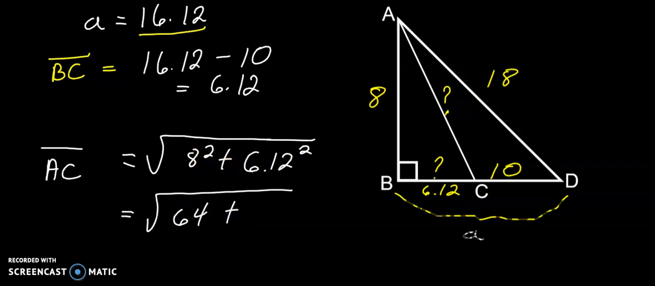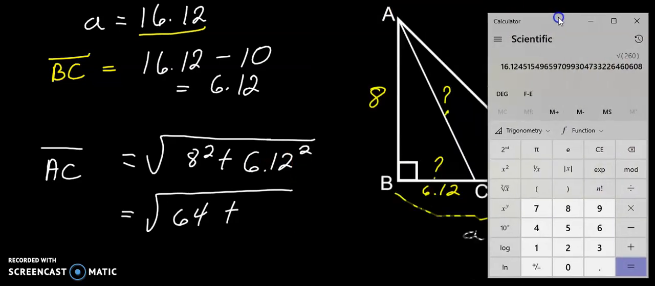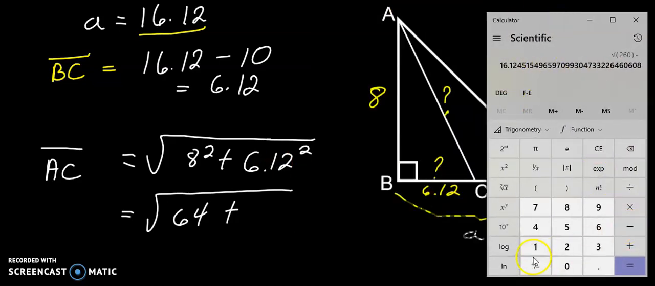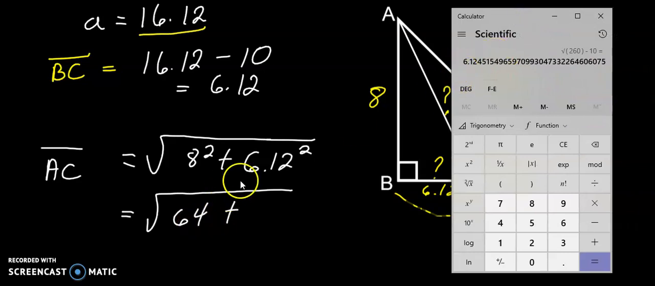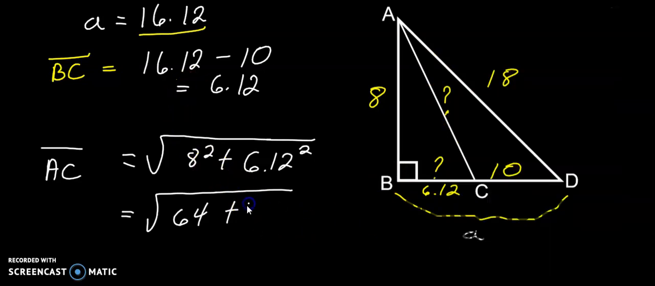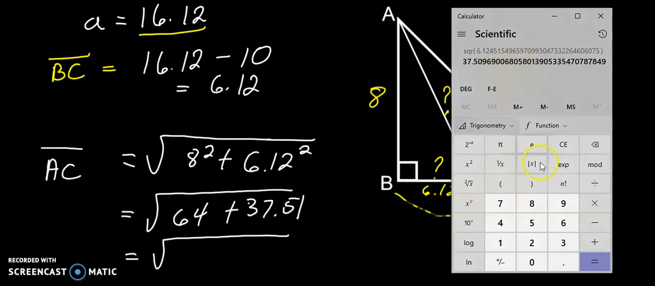Now 6.12 squared, I have my calculator. I have the exact answer, since I didn't press cancel on my calculator. 6.12 squared is 37.51. So I'm going to write that here. So AC is going to measure the square root of 64 plus 37.51, so it's 101.51.